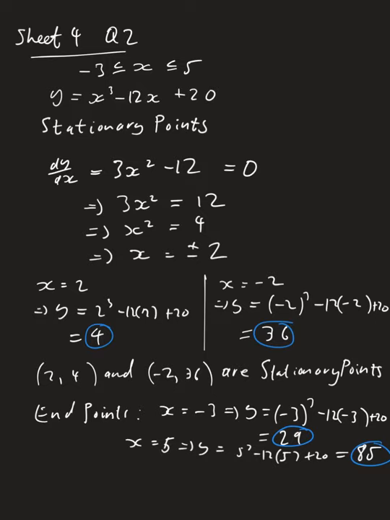So looking at them, I can say the max value is 85 and the minimum value is 4. And that's the answer. Those are the least and greatest values of that function on that interval.